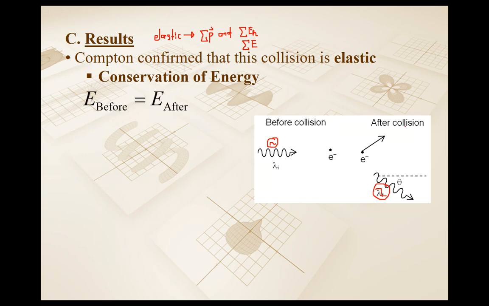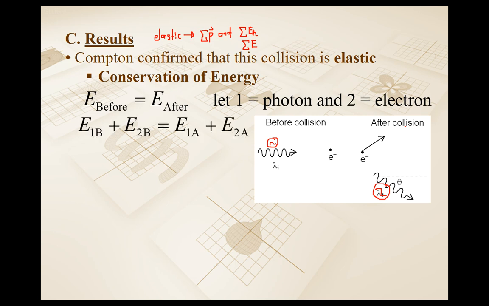So if we look at conservation of energy, we could say that the energy before the collision is equal to the energy after the collision. And let's let 1 equal the photon and 2 be the electron. So the energy before the collision would be the energy of the photon before plus the energy of the electron before, and that would be equal to the energy of the photon after plus the energy of the electron after. Initially, we're making the assumption that the electron is not moving.